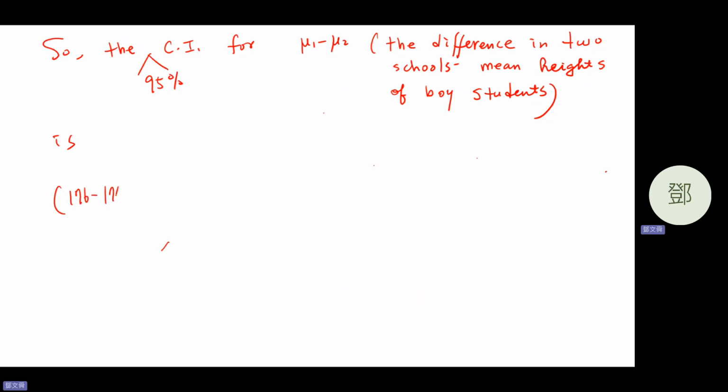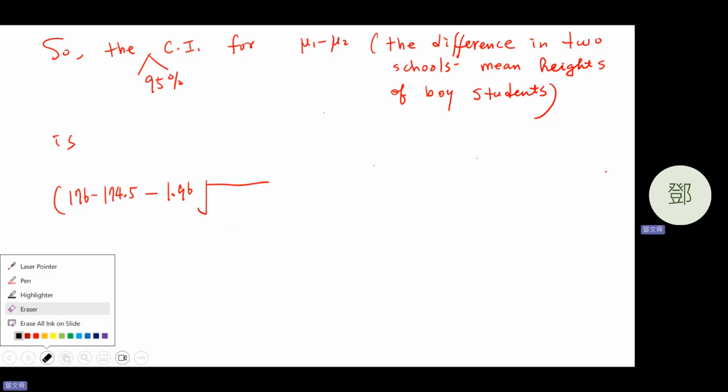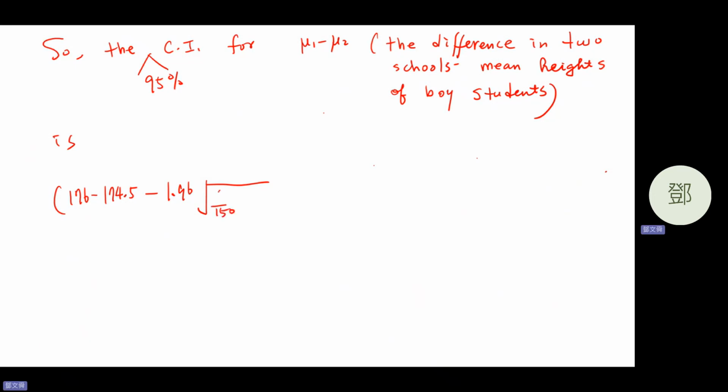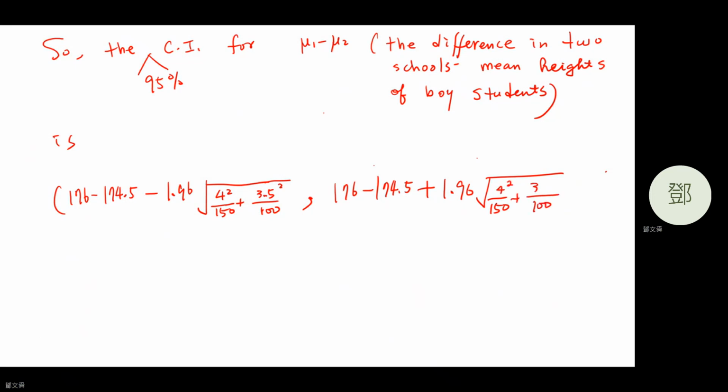176 minus 174.5 minus 1.96 times the square root of 4 square over 150 plus 3.5 square over 100, and 176 minus 174.5 plus 1.96 times the same. Likewise. Okay, and let us finish it.